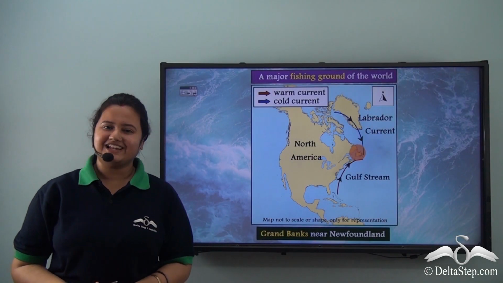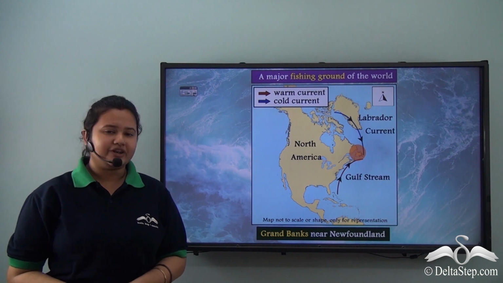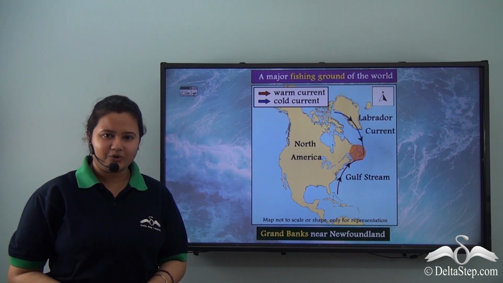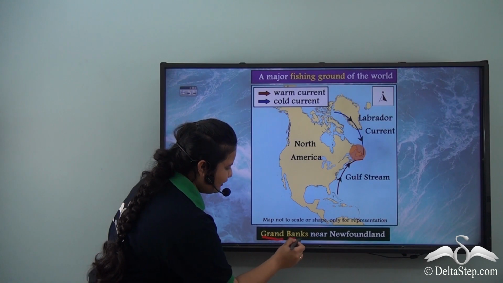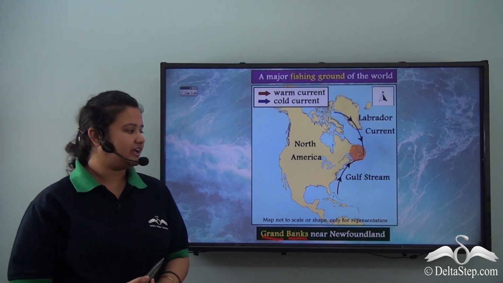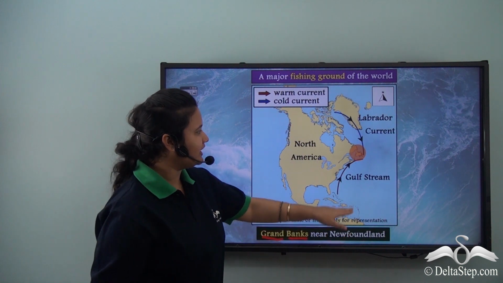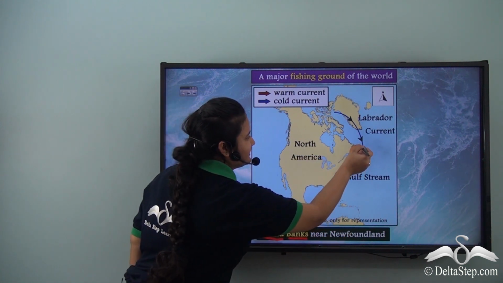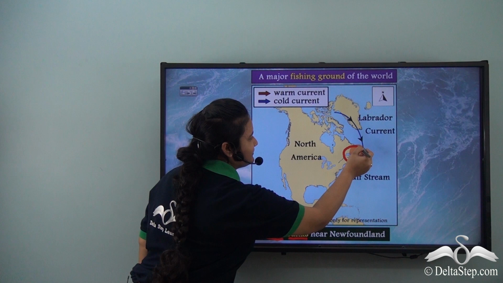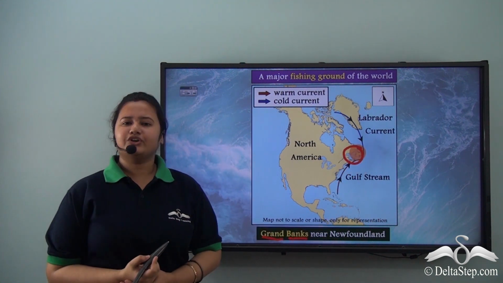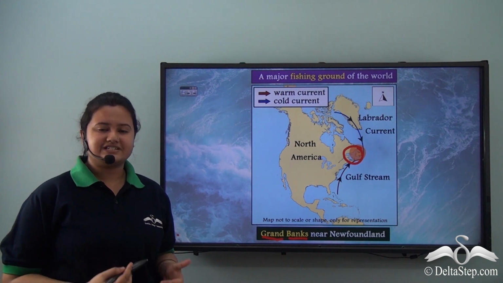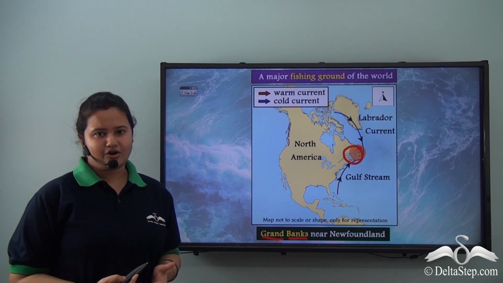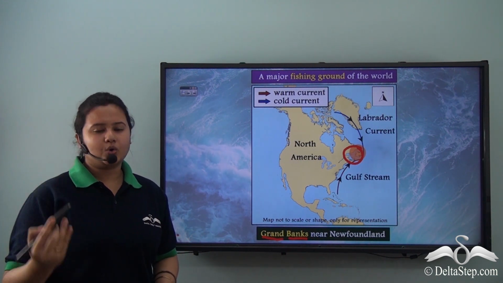Some of you might love to eat fish. Can you name some of the fishing grounds of the world? Well, Grand Banks is an example of a rich fishing ground. It is located off Newfoundland in this region. Do you know how fishing grounds develop? Well, fishing grounds develop at the confluence of warm and cold currents.